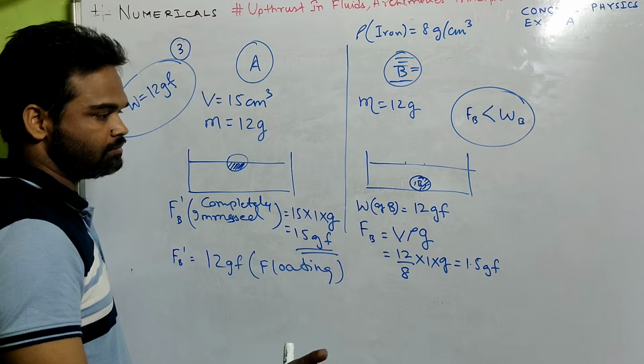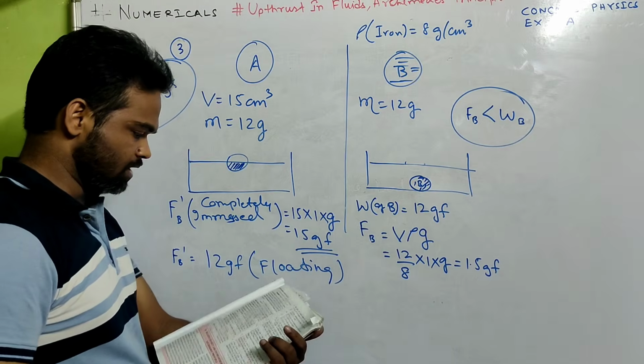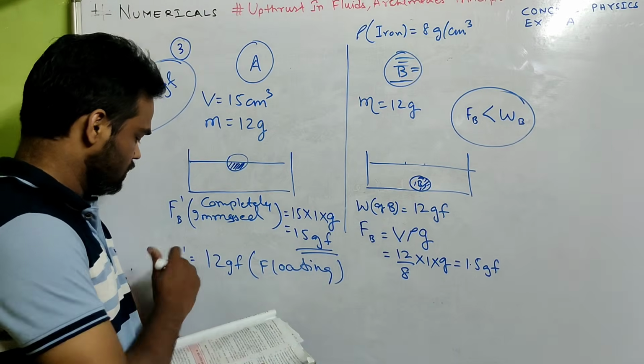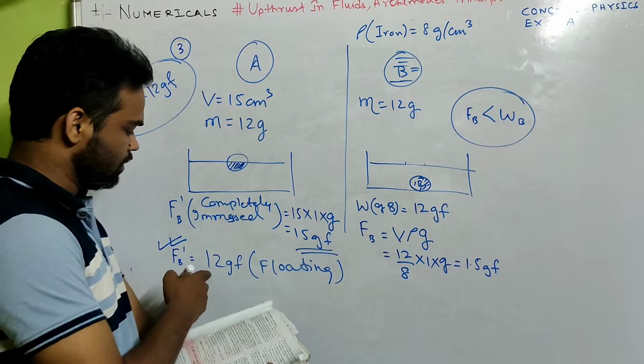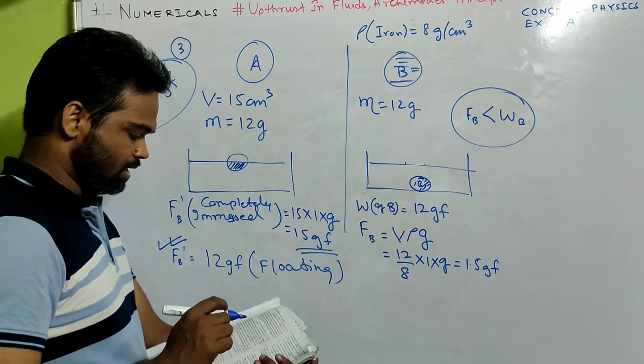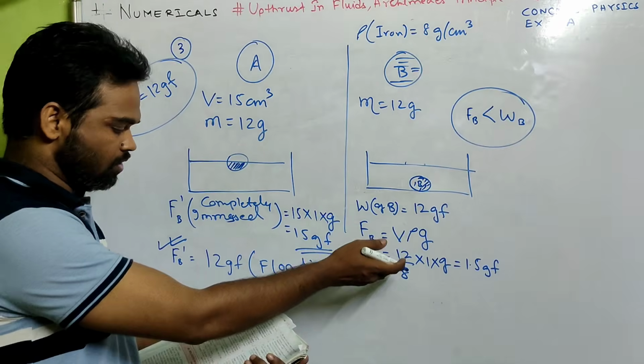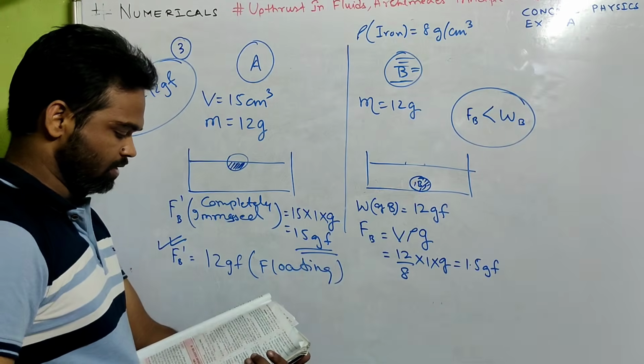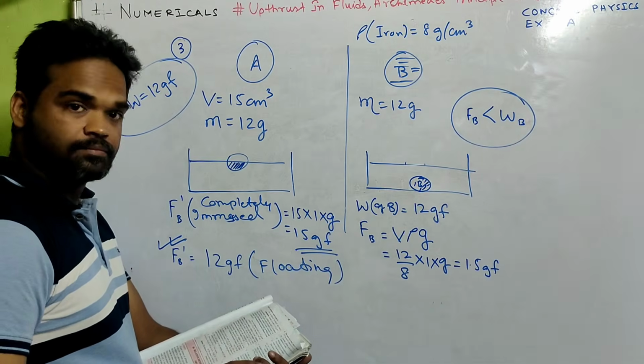Done. What have they asked? They've asked this only. Find upthrust on each ball. So on A, it will be 12 gram force. On B, it will be 1.5 gram force. And which ball will sink? Of course, ball B. Done.